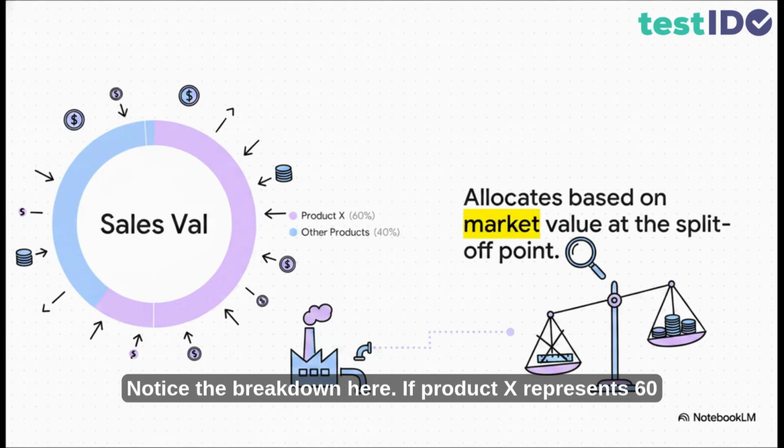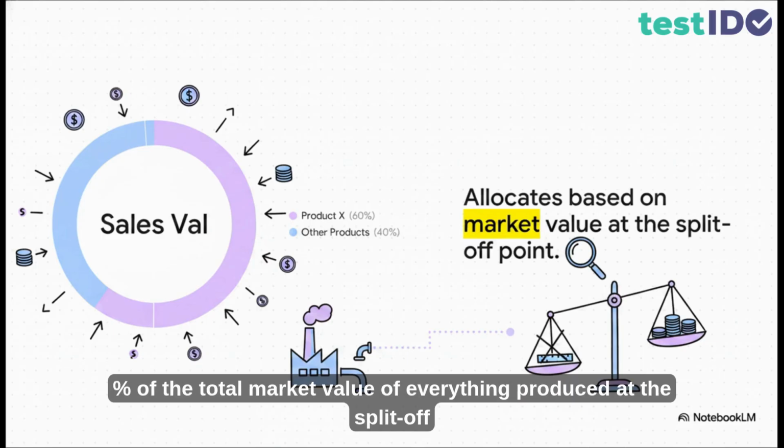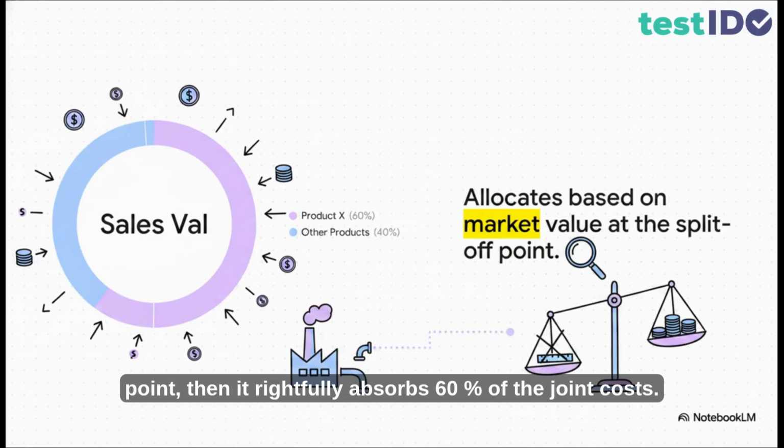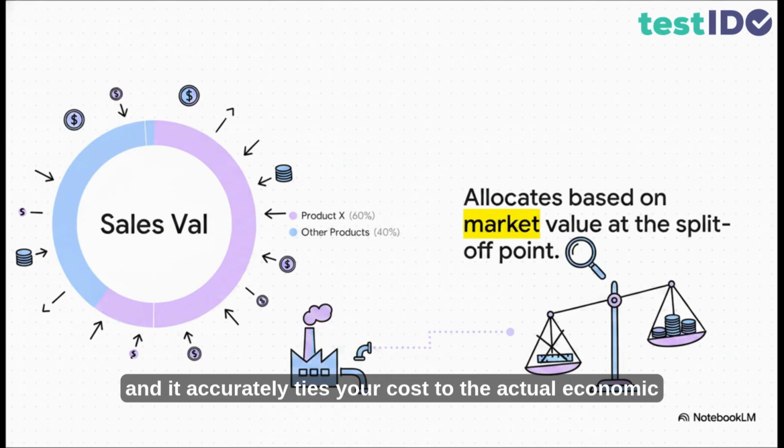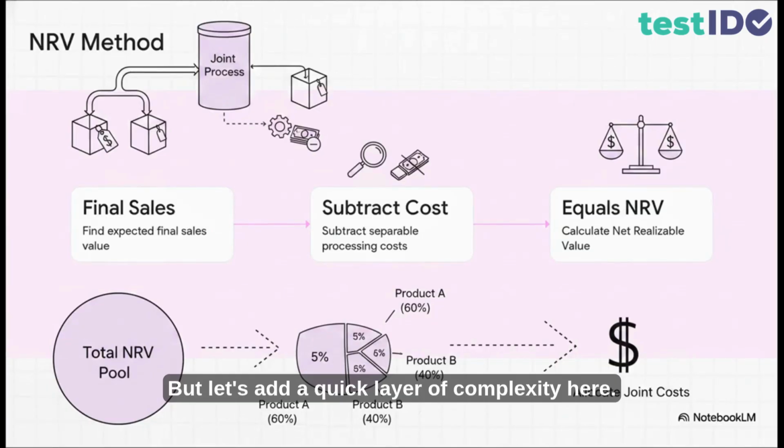Notice the breakdown here. If product X represents 60% of the total market value of everything produced at the split-off point, then it rightfully absorbs 60% of the joint costs. It's logical, it's totally fair, and it accurately ties your cost to the actual economic benefit the product brings into the company. But let's add a quick layer of complexity here.